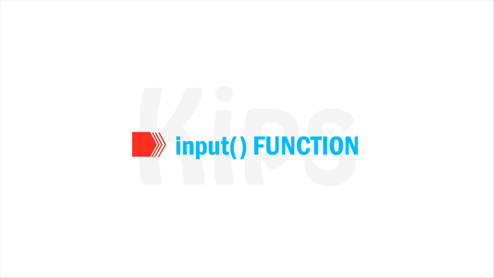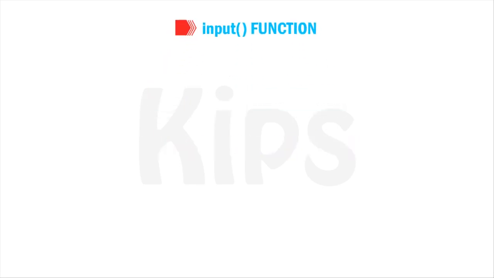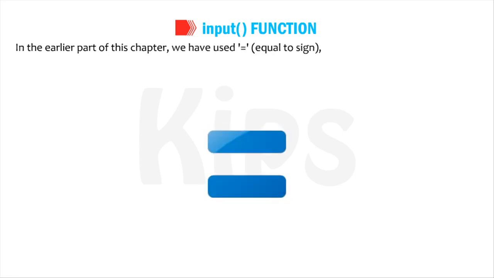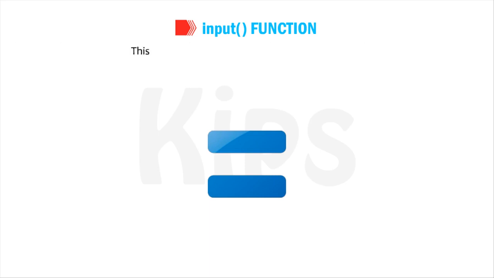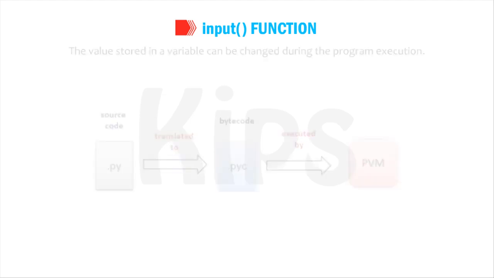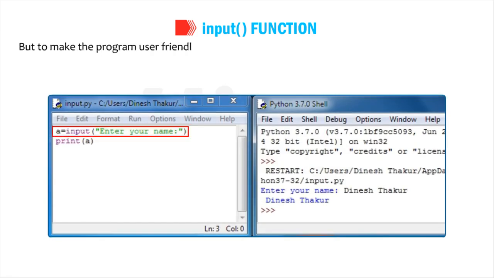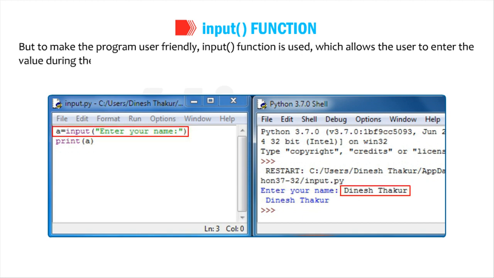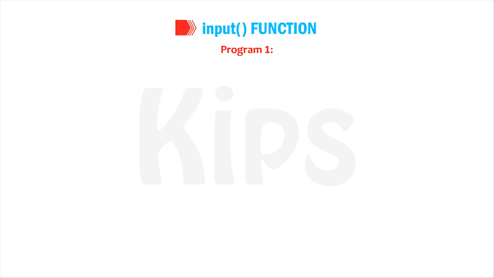Let us find out about input function. In the earlier part of this chapter, we have used equal to sign, which is known as an assignment operator in Python. This operator is used to store a value in a variable. The value stored in a variable can be changed during the program execution. But to make the program user-friendly, input function is used, which allows the user to enter the value during the execution of the program as required. Program.